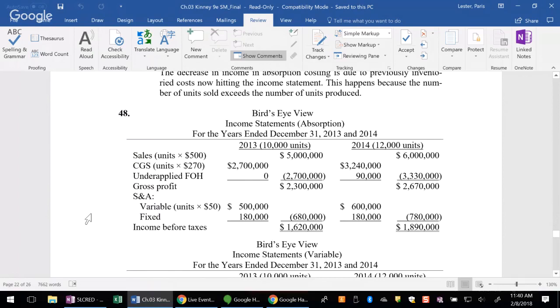Now fixed, where does 180 come from? Fixed. Oh, it's given. Should be given. All right, well, why didn't we have any underapplied or overapplied overhead? We'll get to that in a minute. So concentrate for a minute on 2013. Okay.